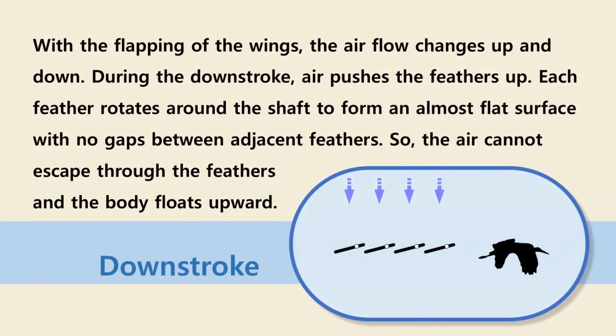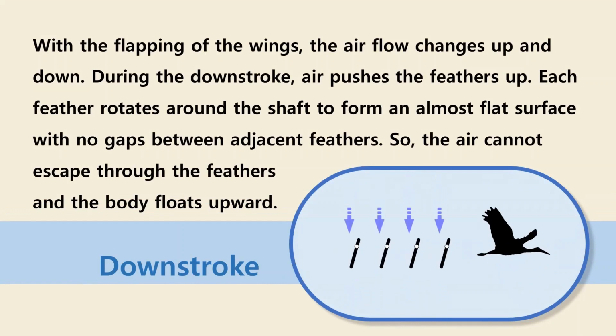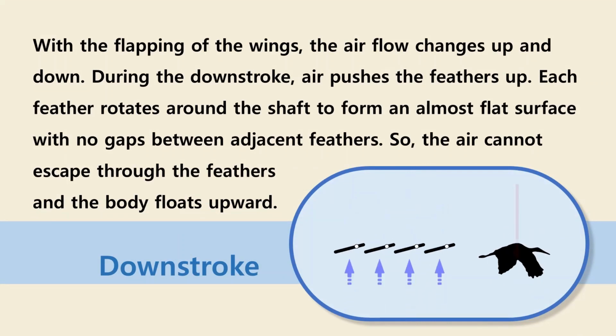With the flapping of the wings, the air flow changes up and down. During the downstroke, air pushes the feathers up. Each feather rotates around the shaft to form an almost flat surface, with no gaps between adjacent feathers. So the air cannot escape through the feathers, and the body floats upward.